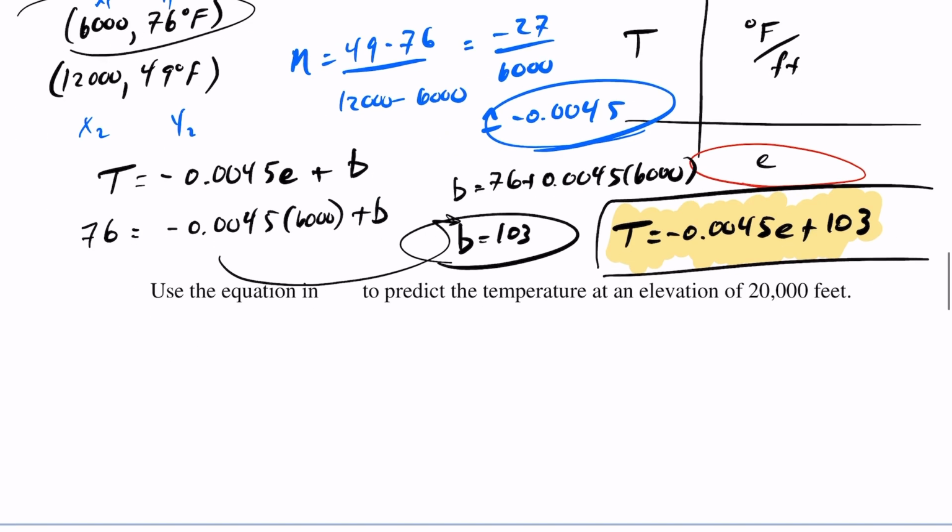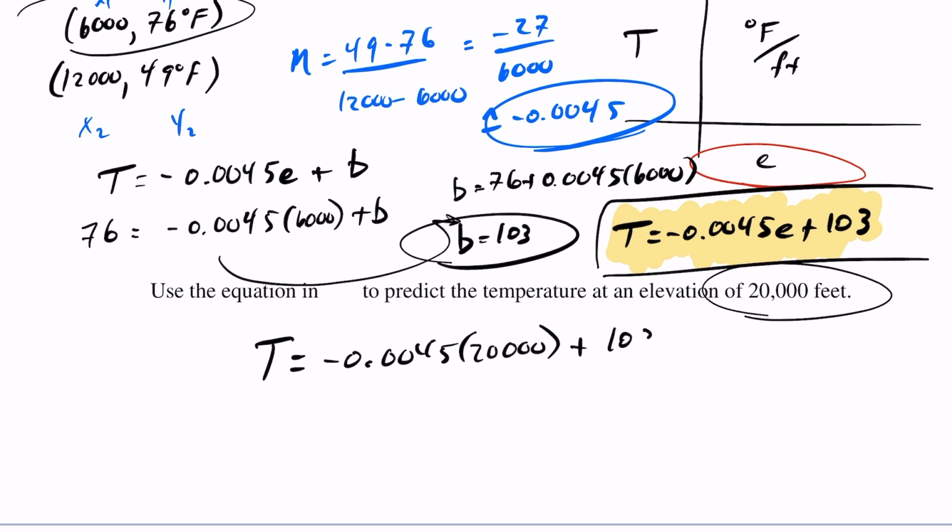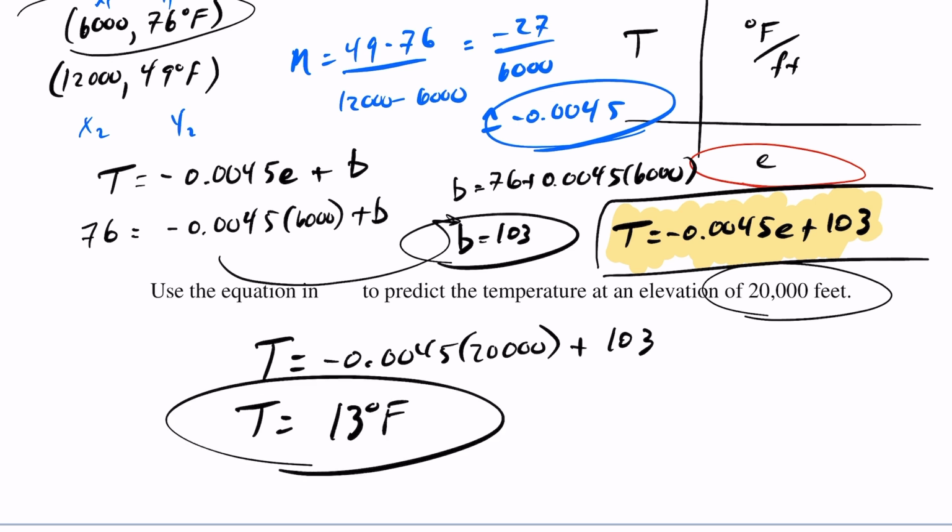So continuing this question here, we want to know, at 20,000 feet of elevation, I should say, up the mountain, what would the temperature be? Well, my temperature is going to be negative 0.0045. Get rid of that E and change it to 20,000 and add your base temperature and calculate this. And this comes out to be 13 degrees Fahrenheit. So you can see at the 20,000 level, it is very cold.